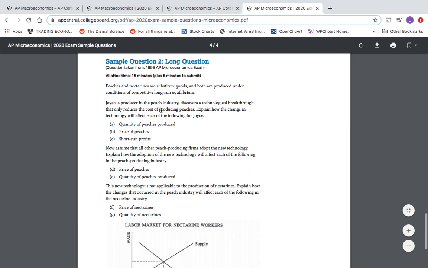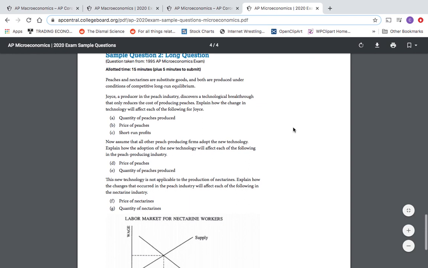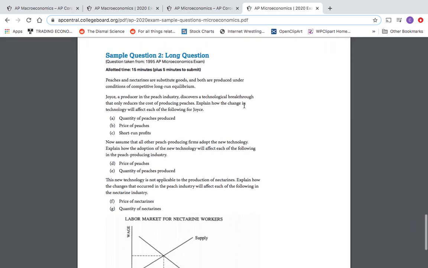So Joyce is a producer in the peach industry. She's one of many producers in the peach industry. She discovers a technological breakthrough that only reduces the cost of producing peaches. So explain how the change in technology affects quantity, price, and short-run profits for Joyce.